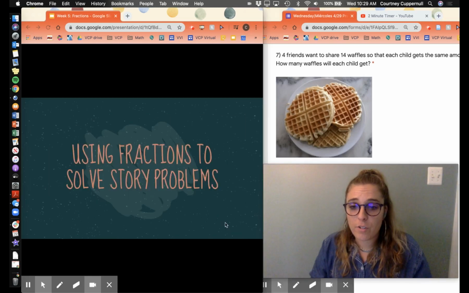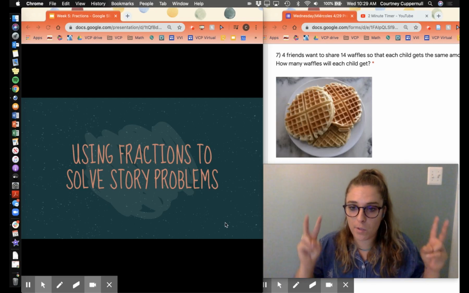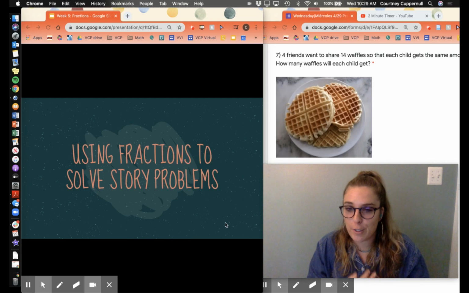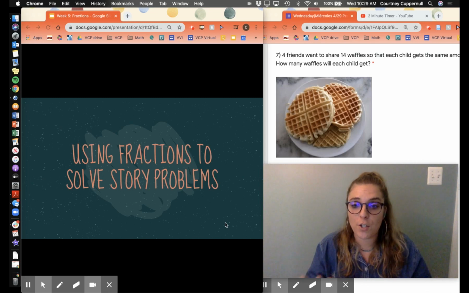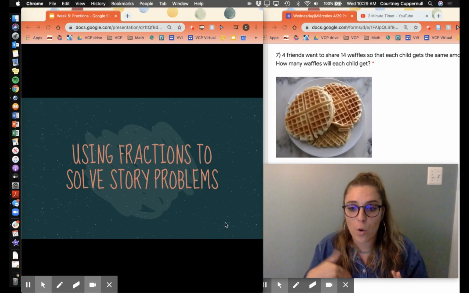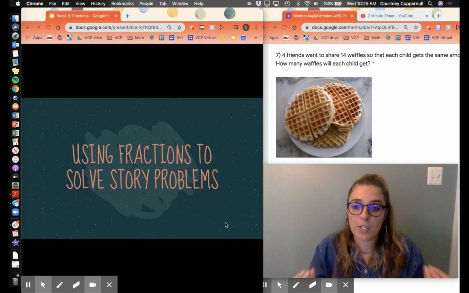Again, today we used our knowledge of fractions to solve some story problems. We had some story problems which were really just like some examples with some different flags from various countries. And then we also had a couple of actual story problems where we were using our knowledge of fractions to figure out how much of a cake in Mr. Cody's story problem example or waffles in our kids example each person gets.